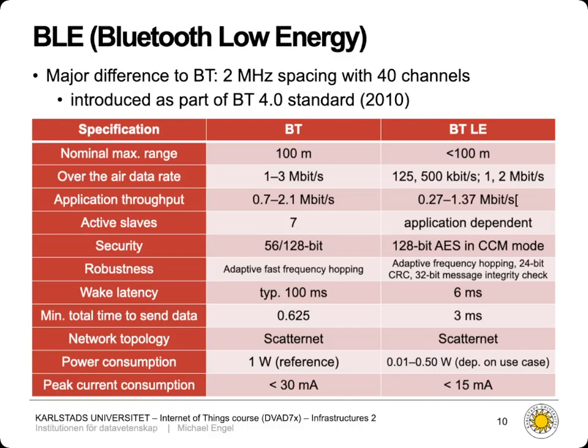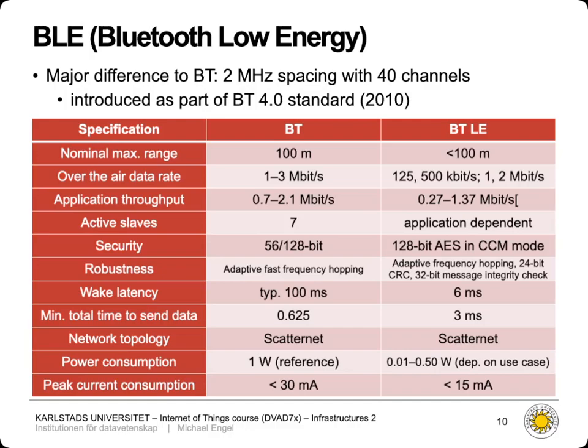It's robust, so as we've seen, we have adaptive fast frequency hopping for Bluetooth, and in addition to this frequency hopping in Bluetooth Low Energy, we also have checksums, 24-bit CRC checksums attached to each packet, and also an additional 32-bit message integrity check. So this is able to catch more transmission errors. The wake-up latency in Bluetooth Low Energy is quite a bit lower, only 6 milliseconds compared to around 100 milliseconds. And the minimum total time to send data is 0.625 seconds, and this will reduce to 3 milliseconds.